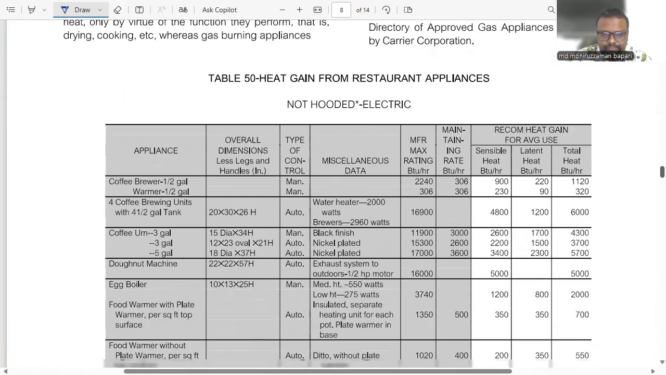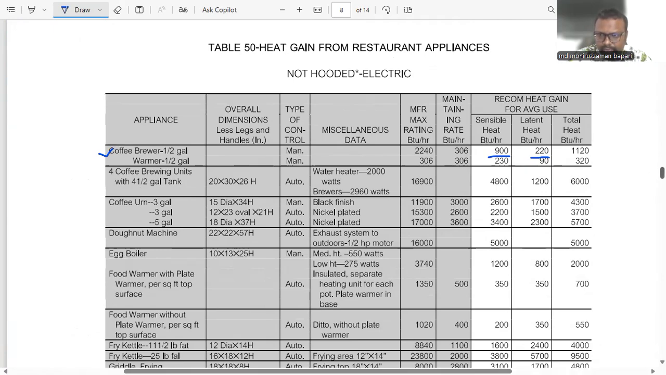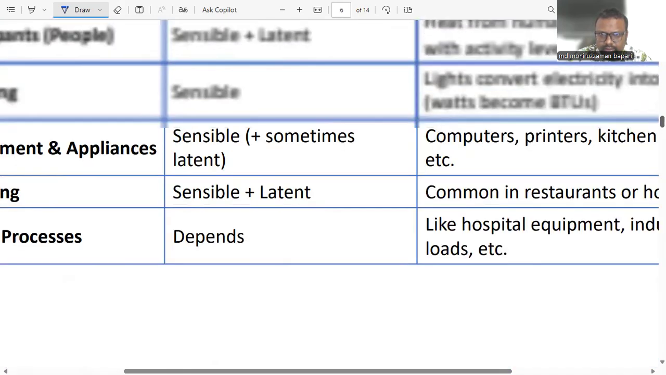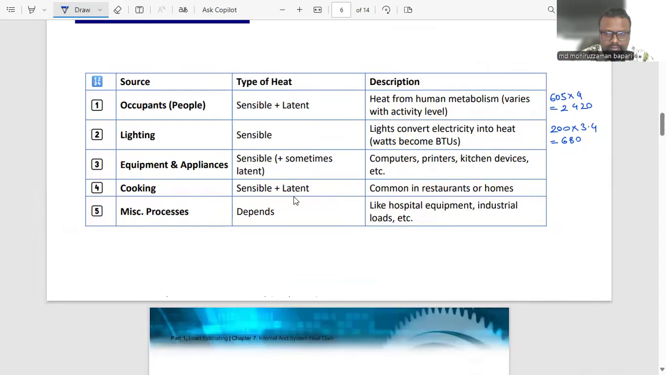For instance, we have a coffee brewer. For this coffee brewer, we get sensible heat 900 BTU per hour and latent heat 220 BTU per hour, and total 1120 BTU per hour. So for now, let's consider that the coffee brewer we have inside contributes 900 BTU per hour. Let me write it down here. The coffee brewer has 900 BTU per hour.